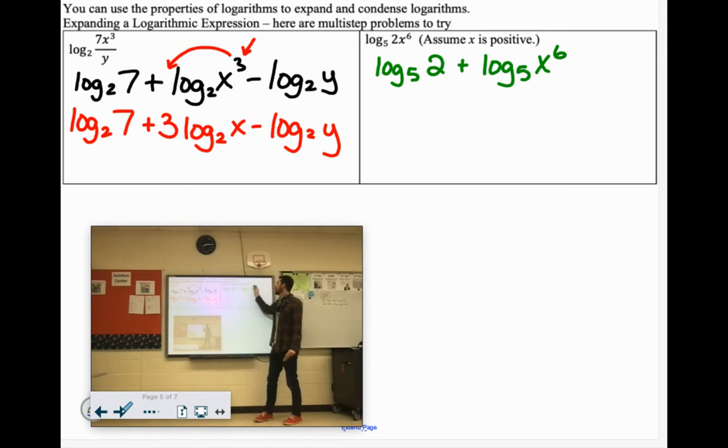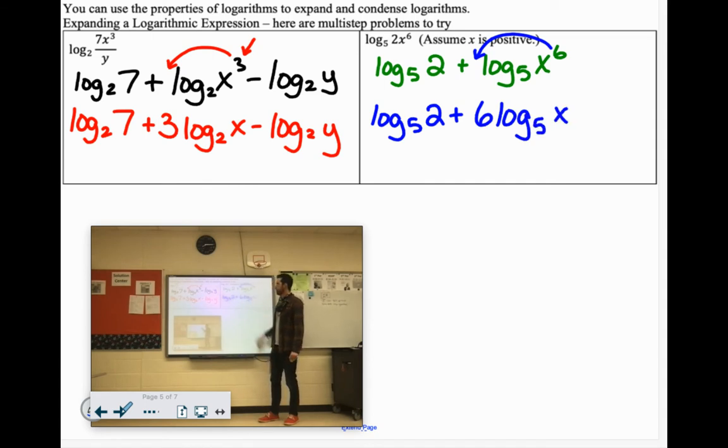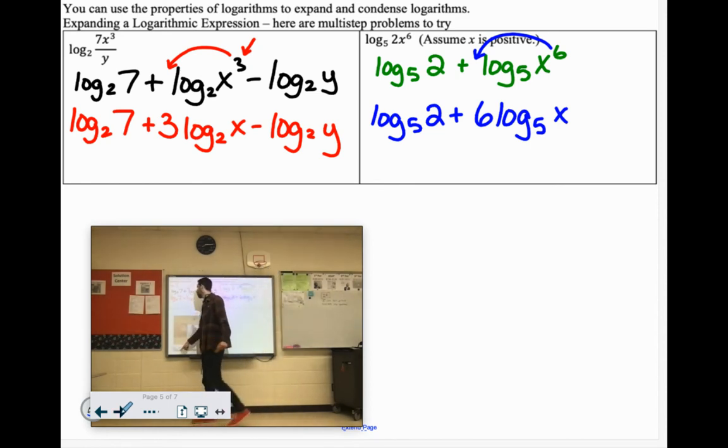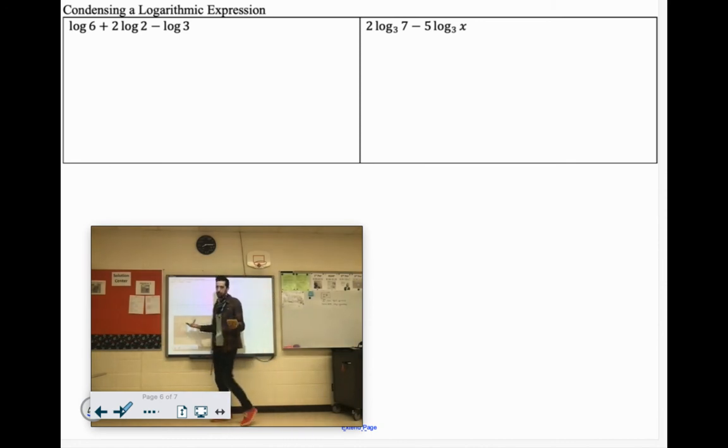We have the exponent on the x. We're going to kick it to the front. So log sub 5, 2 plus 6 log sub 5x. Awesome. So that's expanding it. Now we're going to practice condensing it down, which is what we were doing earlier.